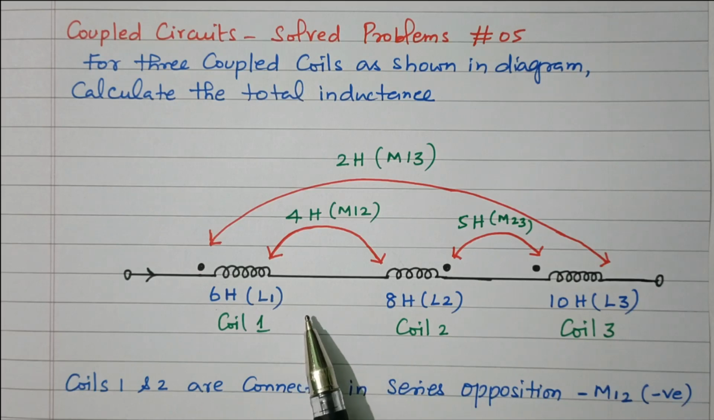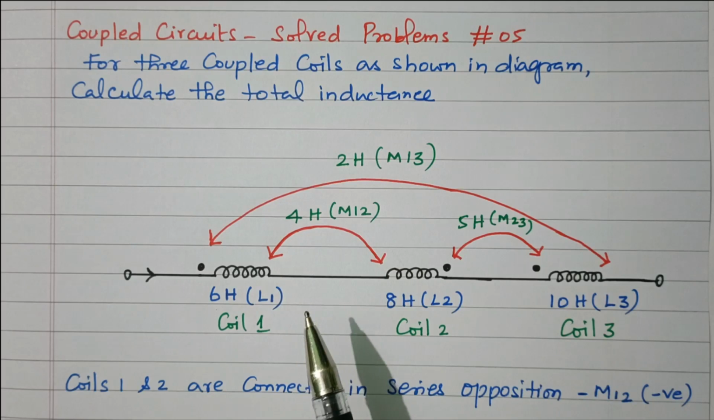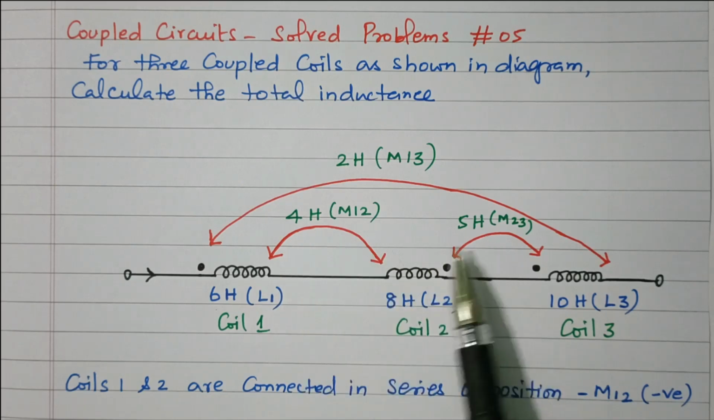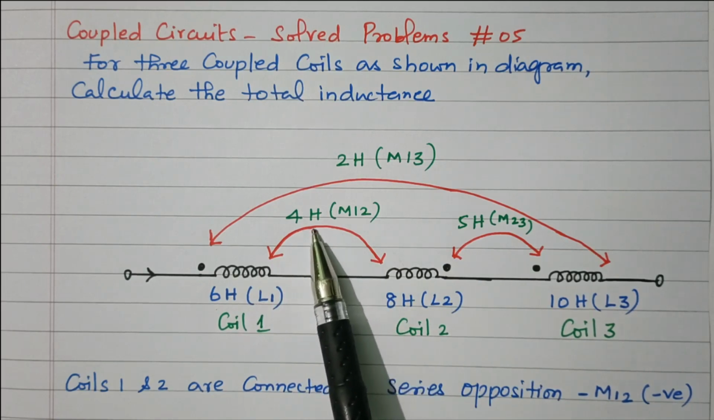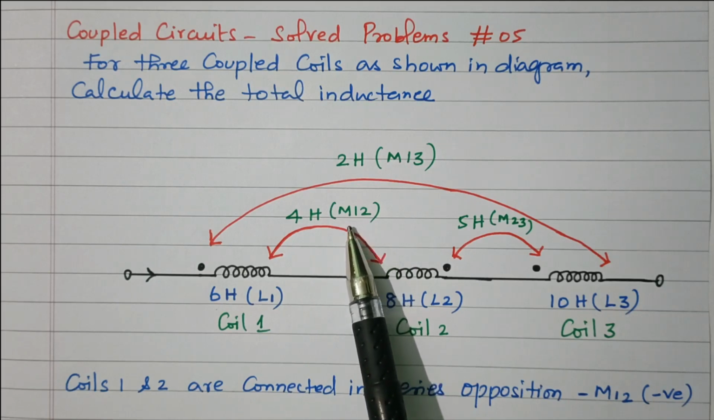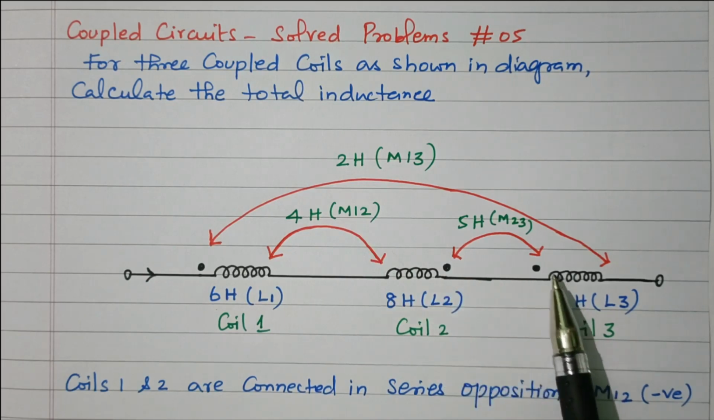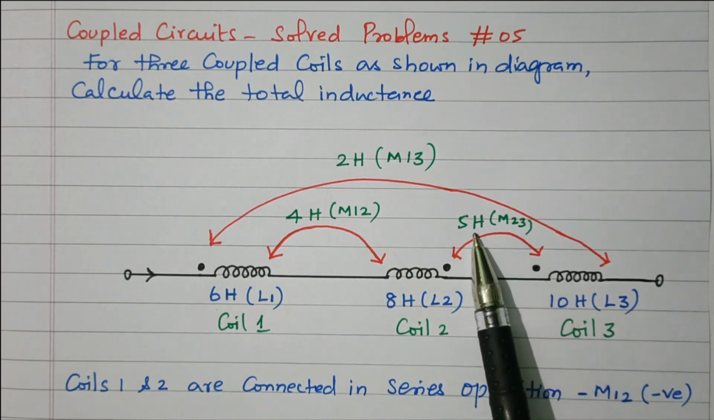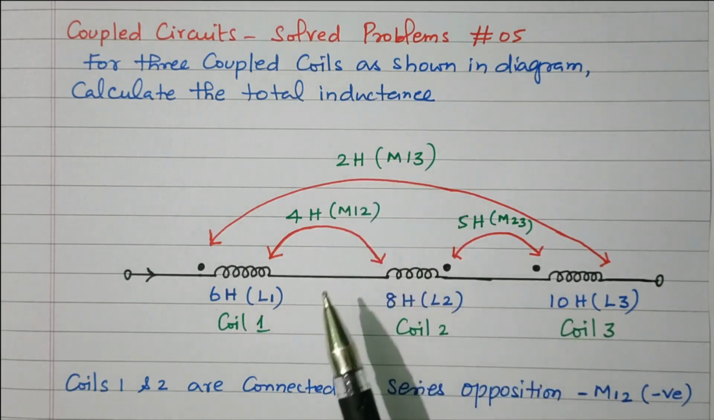For that formula we need to see whether it is series aiding or series opposition. 3 coils are there, we need to find the series aiding or opposition. These are all the mutual inductance values. Mutual inductance between coil 1 and coil 2 is 4 Henry. It is denoted as M12. M12 refers to the mutual inductance between the first coil and the second coil. Similarly, second and third coil M23 is 5 Henry. Similarly, first and third coil M13 is 2 Henry.